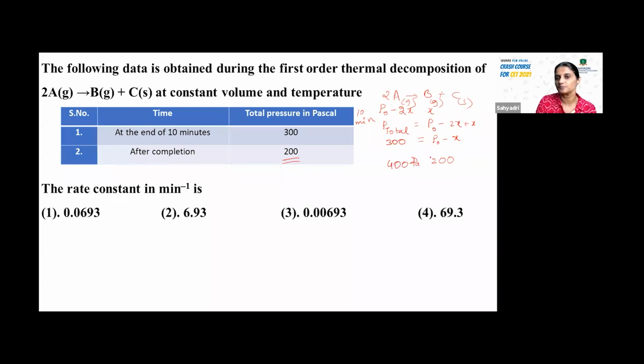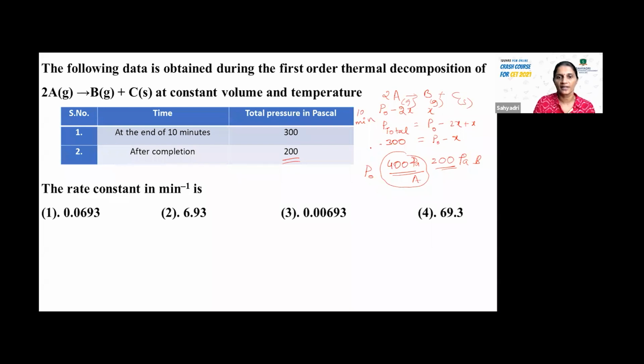I hope this is clear to you. Did you understand this? 400 Pascal of A after complete reaction will give 200 Pascal of B. Quick, I want the answer. So what is 400? That is P naught. P naught is 400. Clear? Now, 400 minus X is 300. What is X?